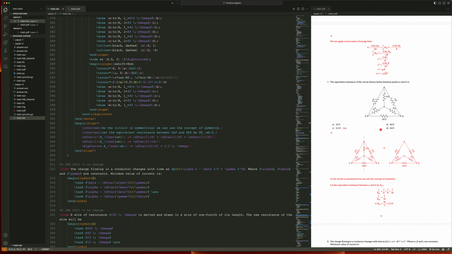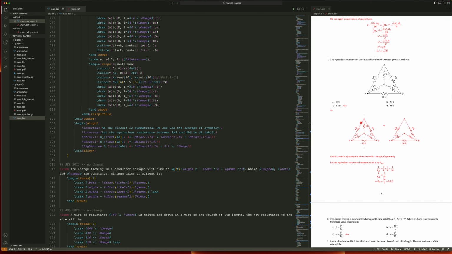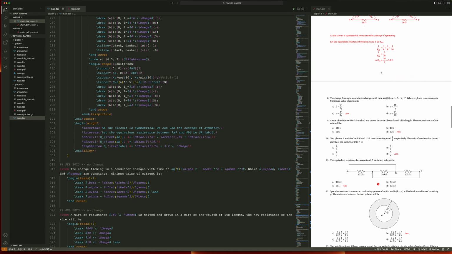And number 7, again an easy one, we just drew a line of symmetry, and the resistors, as you can see, on both sides of the line of symmetry are identical. That means in the middle resistor the current will be 0. That means we can remove it from the circuit, and after that we got a parallel circuit, and we solved it out.